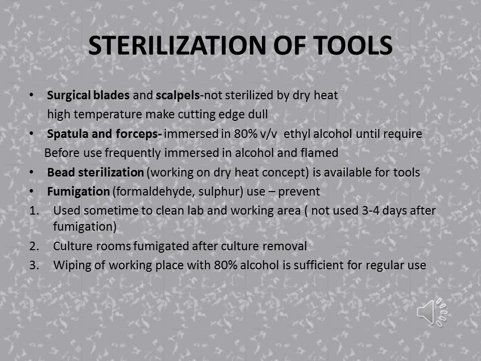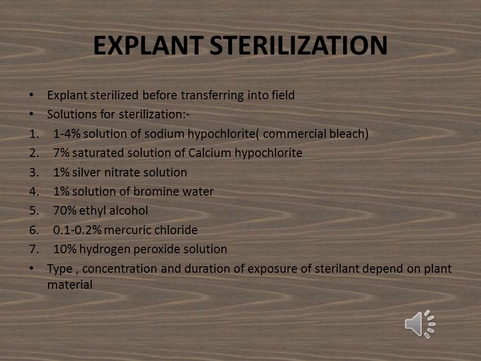Use of fumigation like formaldehyde and sulfur is avoided during sterilization. It is used sometimes to clean the labs or working area from microbes, but the place is not used for 3 to 4 days following fumigation. Culture rooms are fumigated after the removal of all the cultures. Generally, wiping of the working place with 80% alcohol is sufficient for regular use.